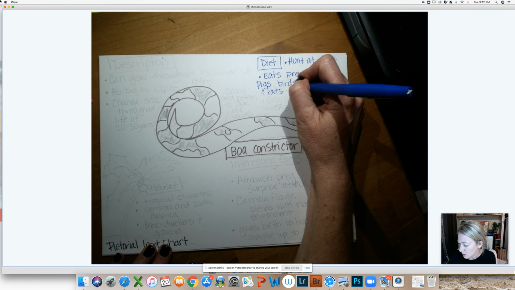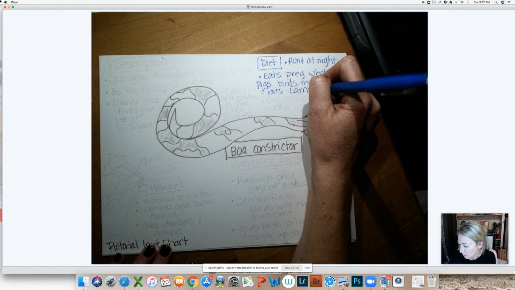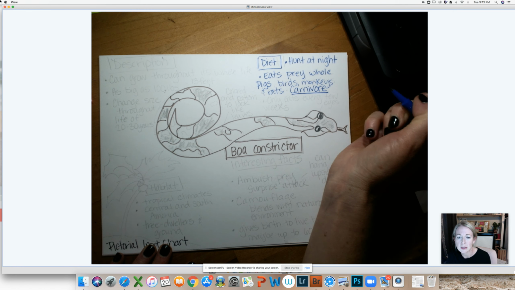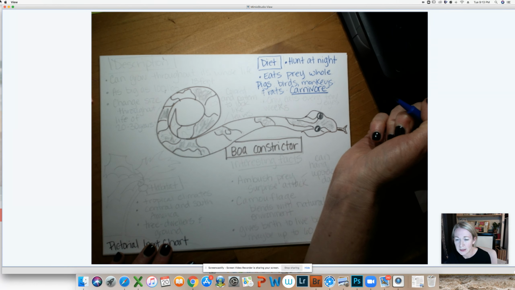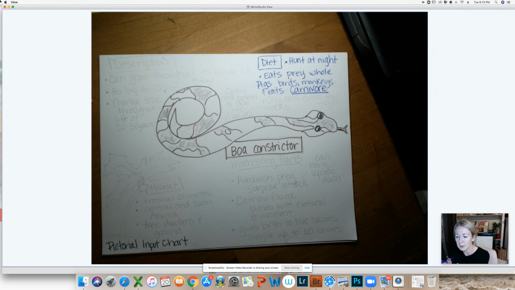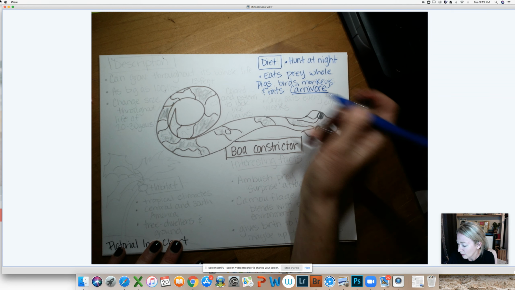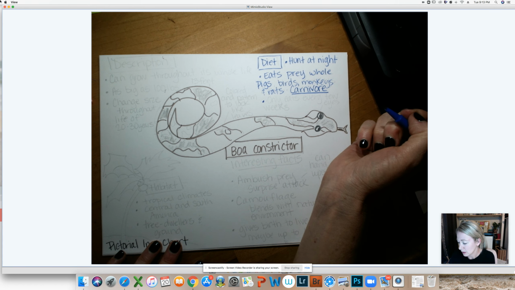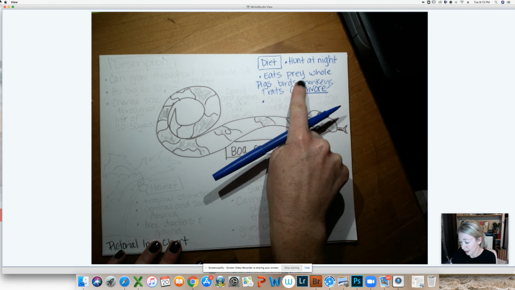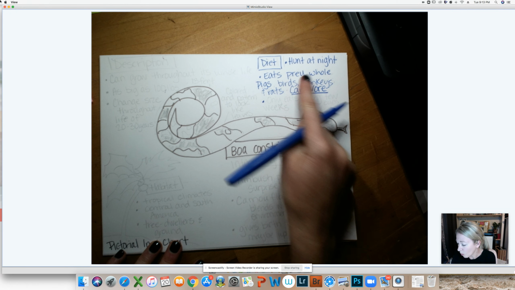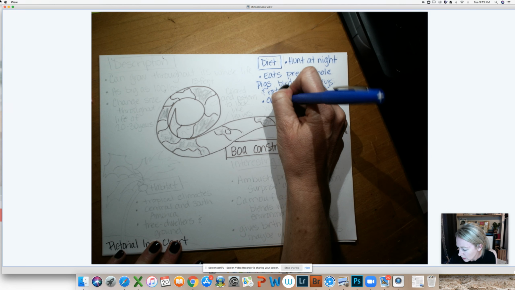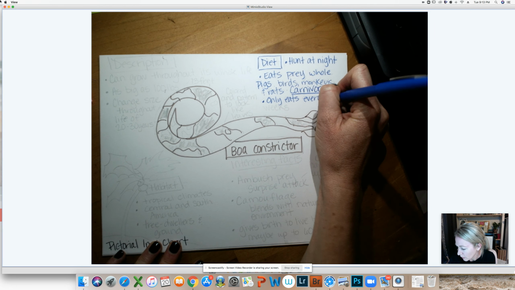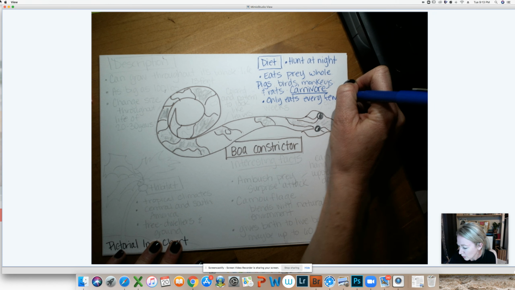A boa constrictor is a carnivore. Say it with me, carnivore. A carnivore is a meat eater. They like to eat meat in one bite. And guess what? Because the boa constrictor is eating such large prey, it only has to eat every couple weeks. So every few weeks.